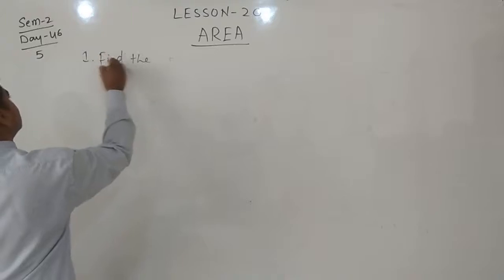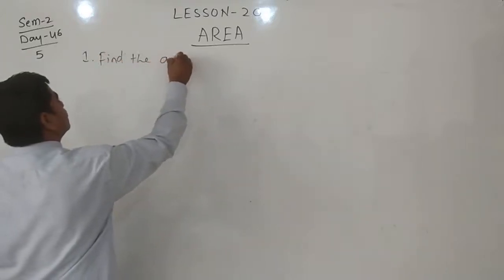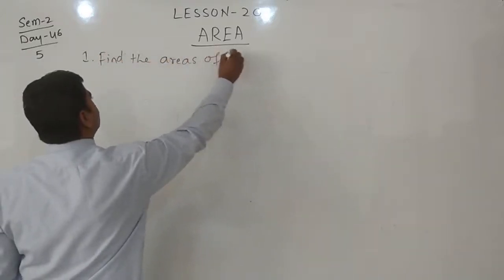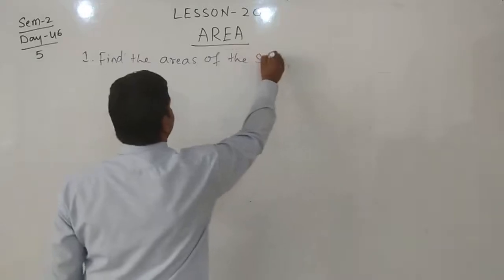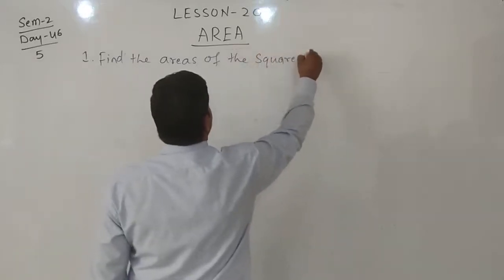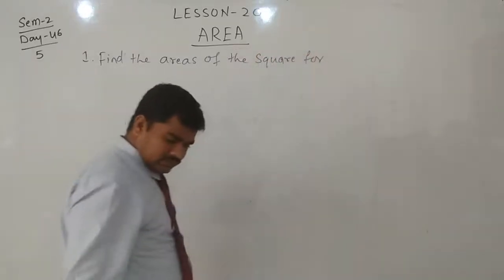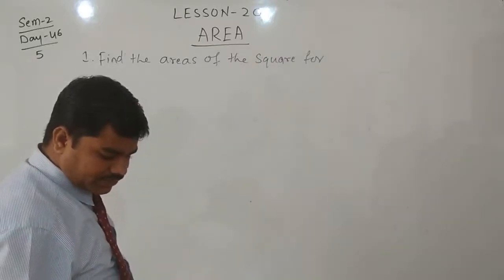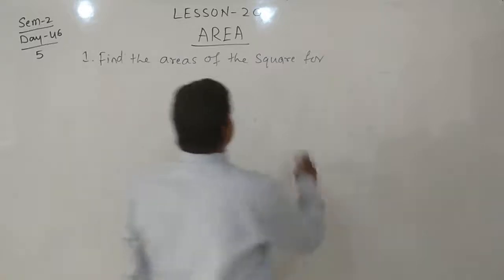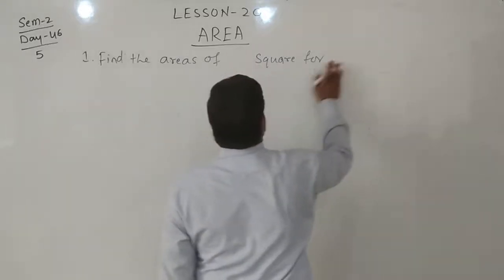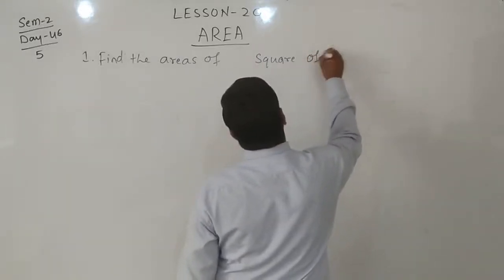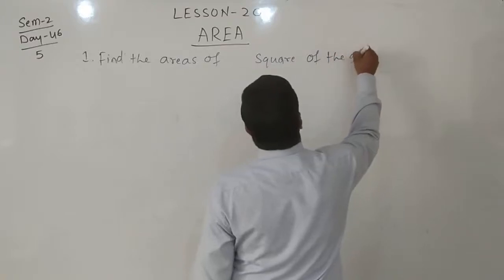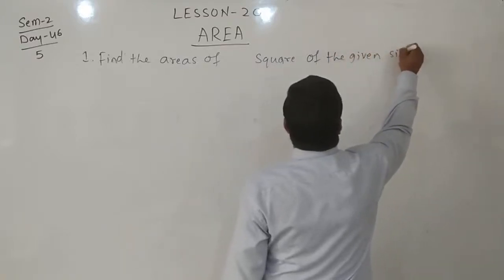Find the areas of the squares. Find the area of squares of the given sides.